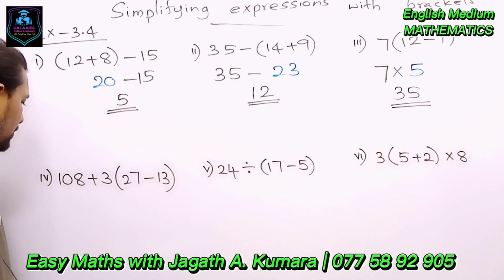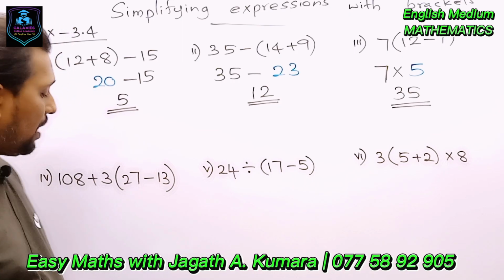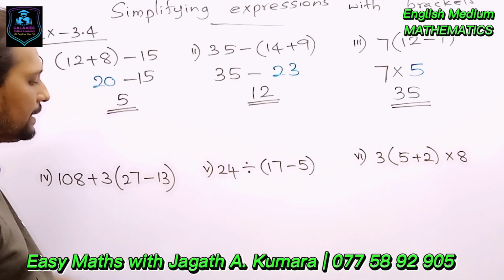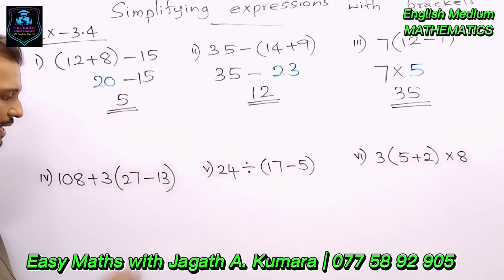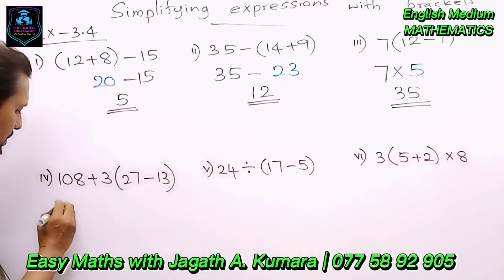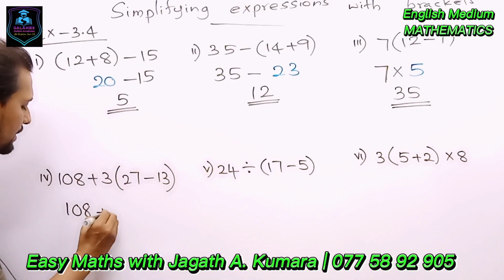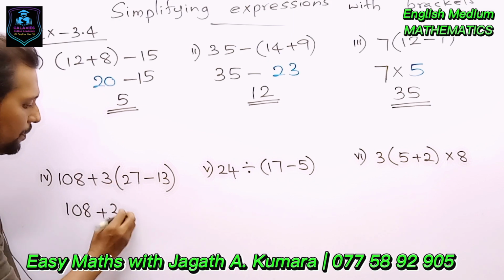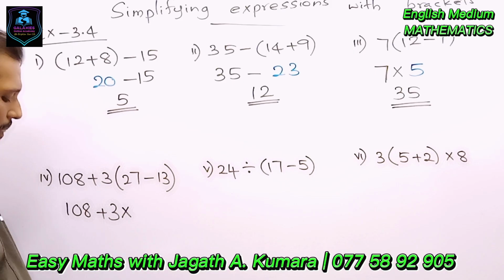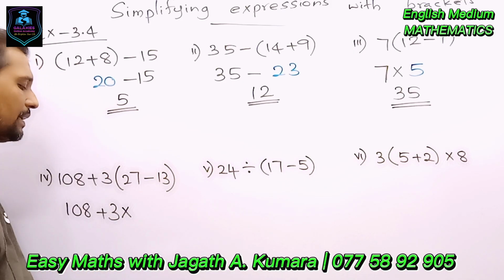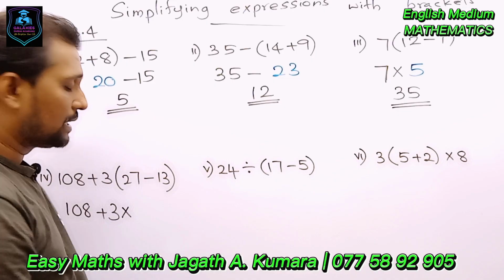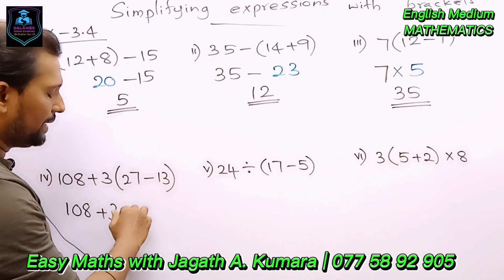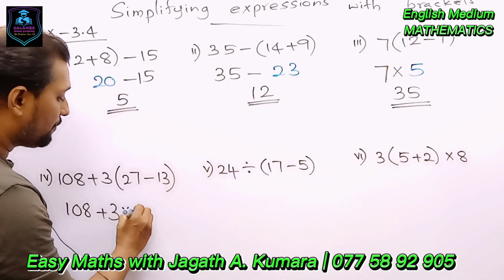Now let's go to Roman number 4. 108 add 3 bracket 27 subtract 13. First you have to simplify inside the bracket. 108 add 3, between 3 and the bracket the mathematical operation should be multiplication. If there is no mathematical operation given, it should be multiplication. Then simplify inside the bracket, 27 minus 13. 27 minus 13 is 14.